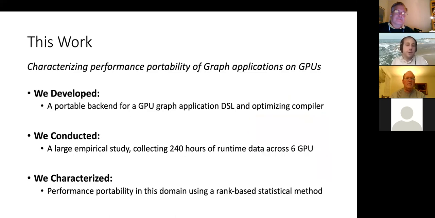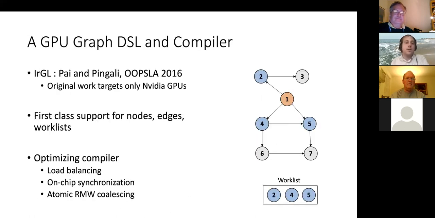So like I said, in this work, we developed a portable backend for a GPU graph application compiler. When we implemented a bunch of optimizations, we did an empirical study collecting 240 hours of runtime data across 6 different GPUs. And we tried to come up with a definition of performance portability that makes sense in this domain. So I'm going to quickly talk about the graph DSL and compiler. The original compiler was done by Sripathi Pai and Keshav Pingali. It was presented at OOPSLA 2016. Their original work targets only NVIDIA GPUs.